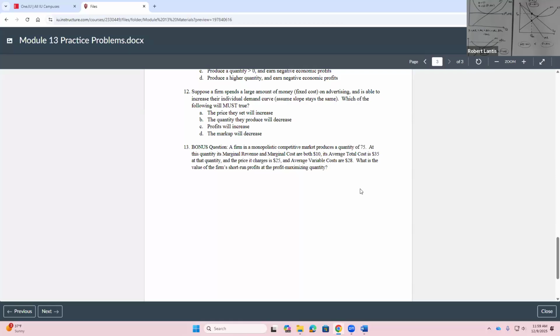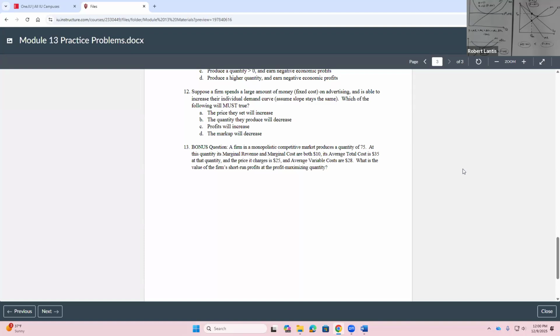Price to average total cost. So here I've got a price of 25, average total cost of 35. Price is less than average total cost, so I know my profits are negative. As soon as I see negative profits, I have another decision. Do I stay open or shut down?